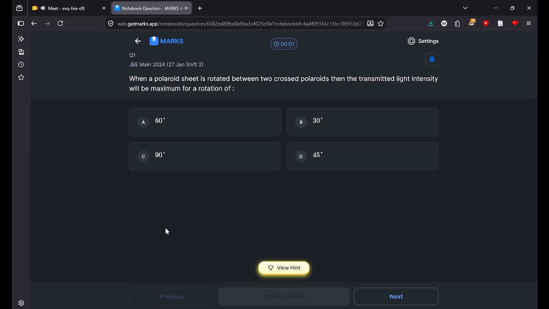Now the last one. When a Polaroid sheet is rotated between two crossed Polaroids, then the transmitted intensity will be maximum for rotation of which angle? We already discussed the answer. It is 45 degree. If you want, let's prove it anyway. I was avoiding the proof for this, so let me prove it. Okay, let me go back to the board.